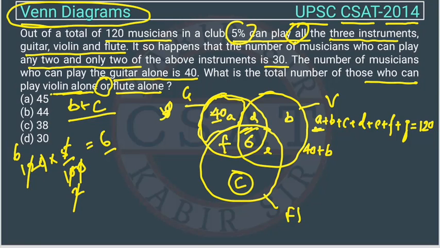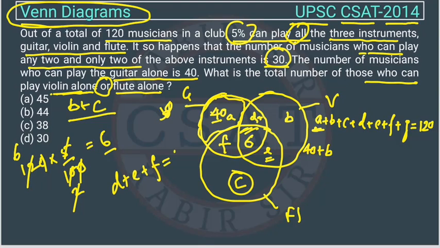One more thing they have given is who can play any two and only two of the above instruments. So who are playing two? This one, D, is representing those who play guitar and violin. E is also representing those who play only two, violin and flute. And F is also representing the number of musicians who play only two, guitar and flute. So they have given D plus E plus F is how much?